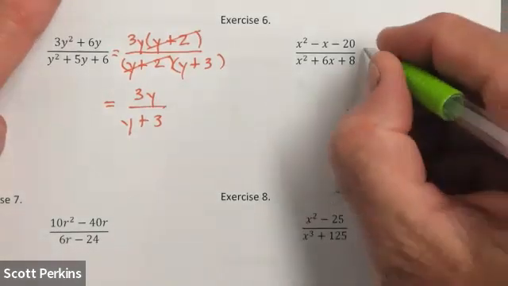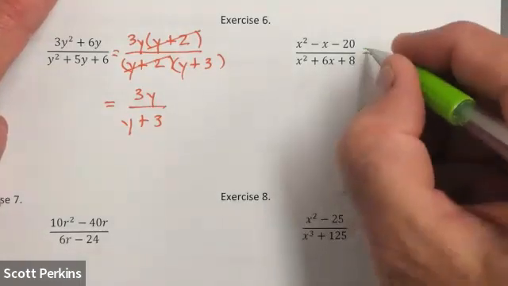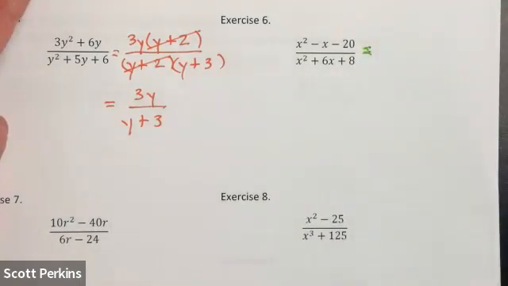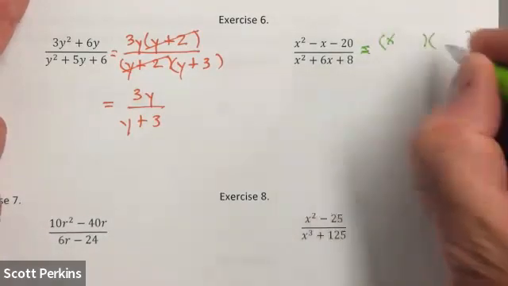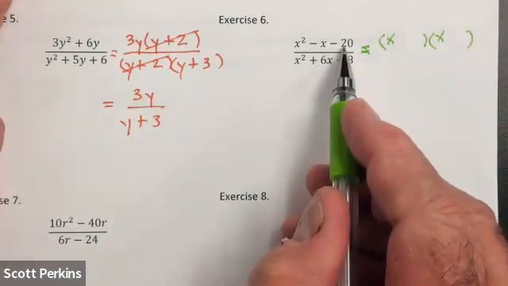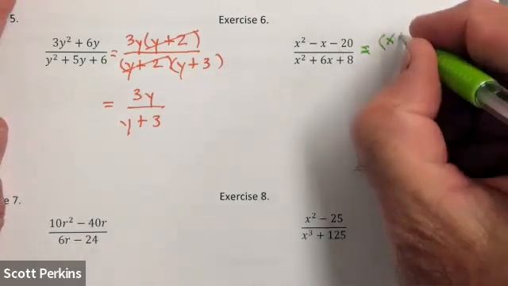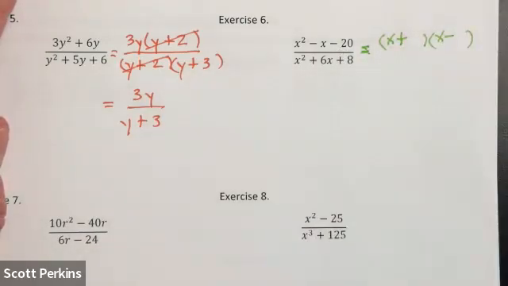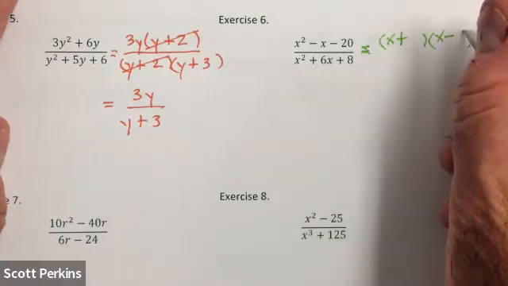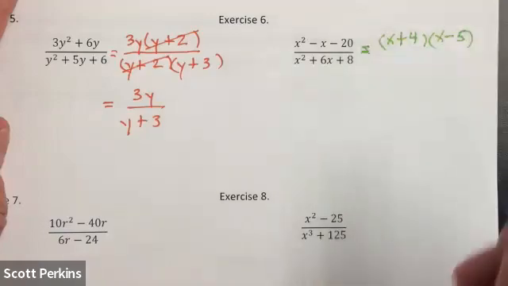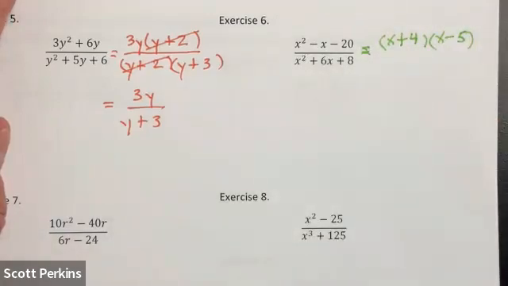So the top of this, we're just going to unfoil both of these. They're both trinomials with 1's in front of the squared term. So in the top, I've got x and x. The last time we had a negative in front of our last term, that meant the signs were one of each. And then the two factors of 20 that are 1 apart are 5 and 4. So the 5 gets to be negative, the 4 is positive, because they add up to -1.